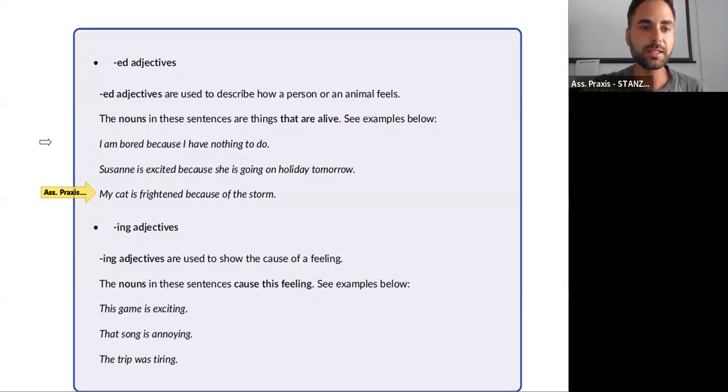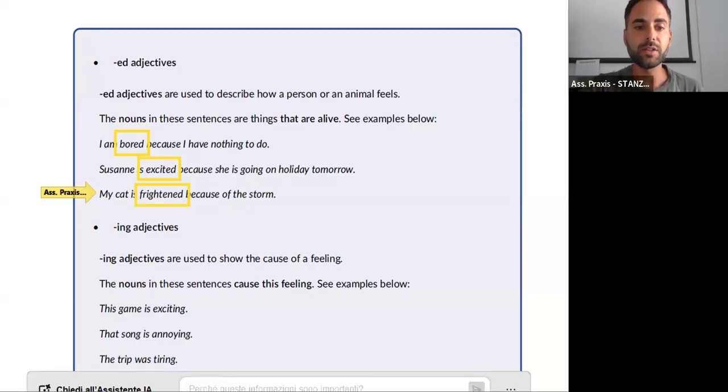So we have three examples here of ed adjectives: bored, excited, and frightened. Bored, annoiato, excited, emozionato, and frightened, spaventato. So all these adjectives end in ed, and they are made by using the past participle of the verb.